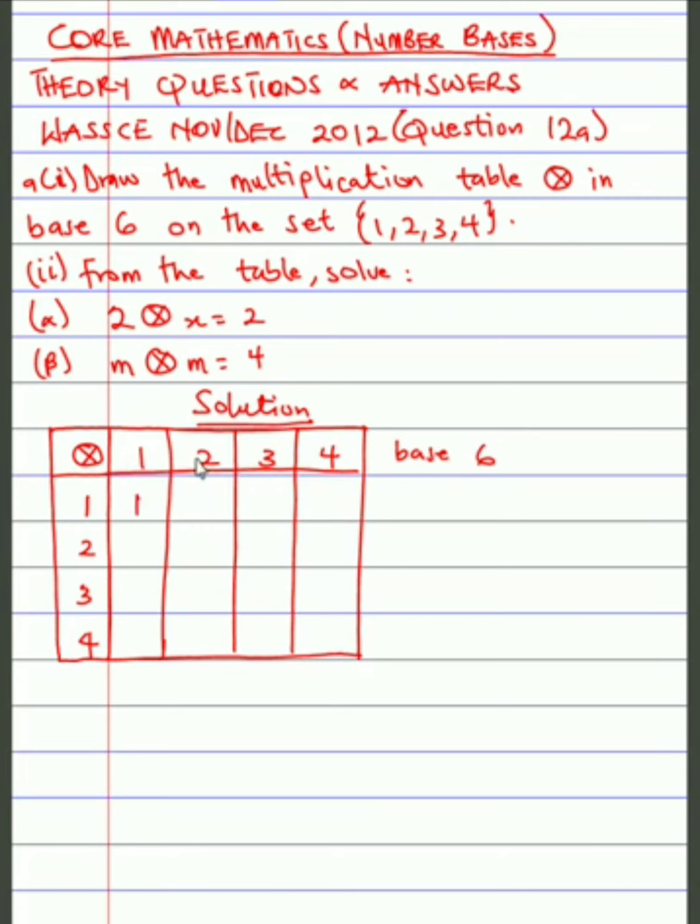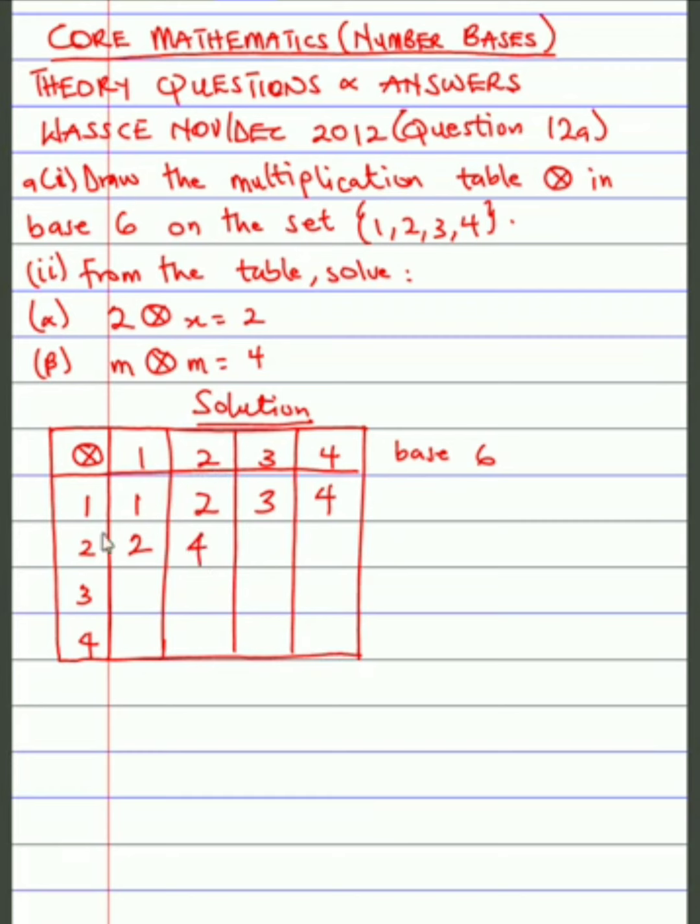1 times 2 gives us 2. Because 2 is less than 6, we write 2. 1 times 3 gives us 3. 1 times 4 gives us 4. The same rule applies. All right. Now 2 times 1 gives us 2. 2 is less than 6, so we write 2. 2 times 2 gives us 4. All right, but 4 is less than 6, so we write 4.